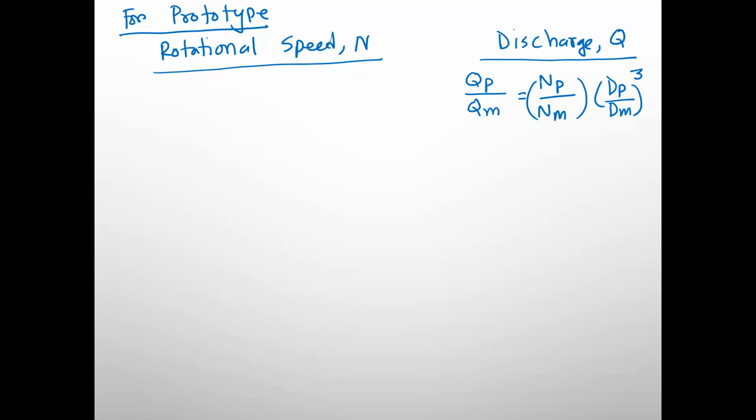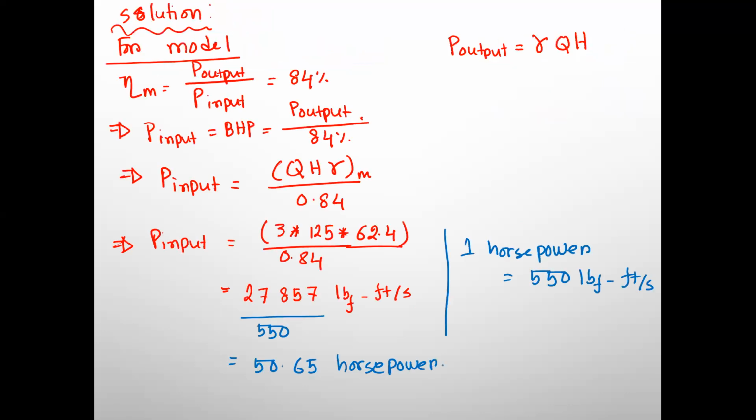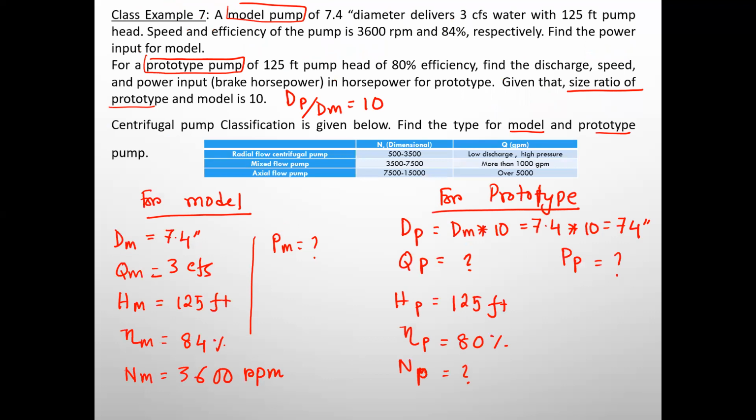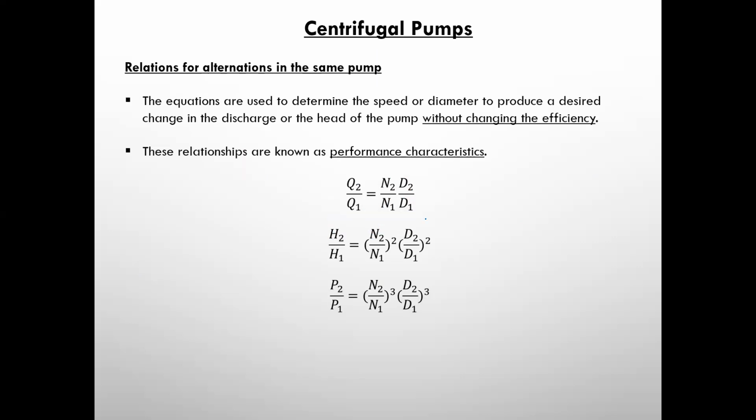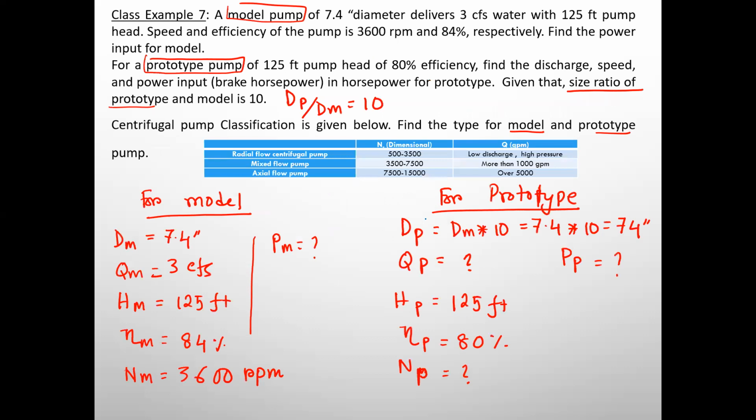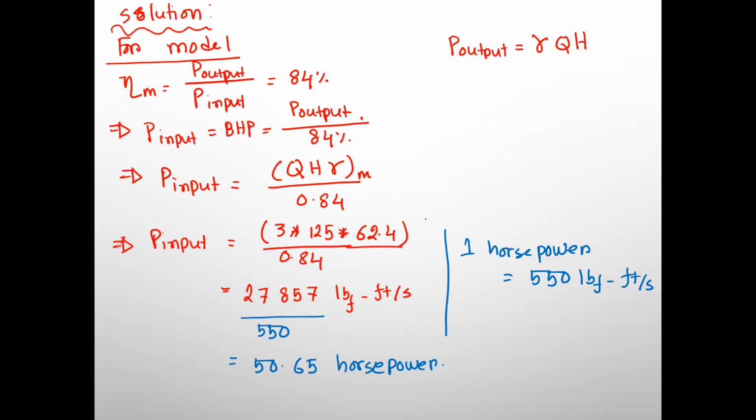Now, there is no direct equation for the rotational speed, but if we look at the set of equations here, you'll see this is for discharge, this is for power, and this is for pump head. And we can actually use that pump head equation for the rotational speed because we have head and we also know the diameter. So this equation can give us the rotational speed. Okay, let's use this equation.